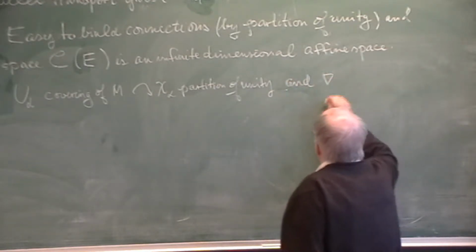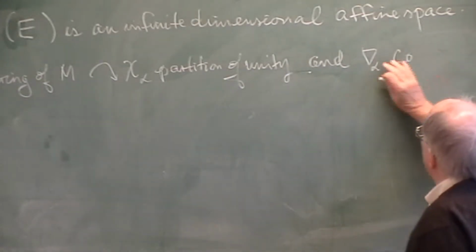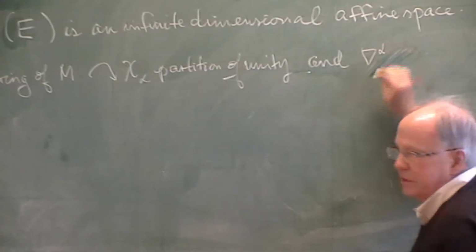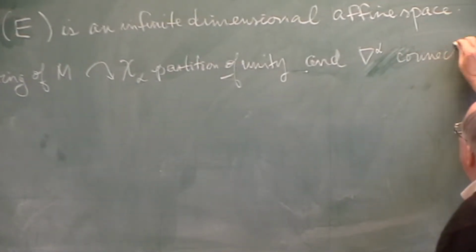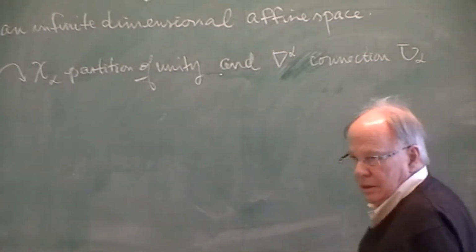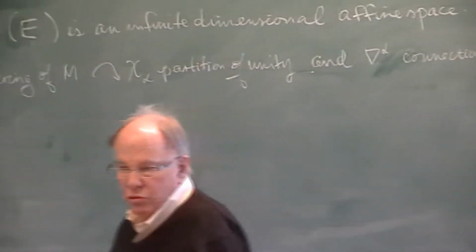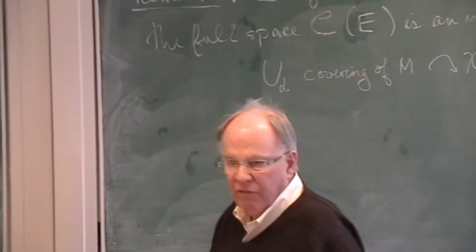nabla alpha connection, or it's bad downstairs, let me call it upstairs alpha, connection on U alpha, that makes sense. Just to restrict the bundle to U alpha and so on, and now you can differentiate sections over U alpha.